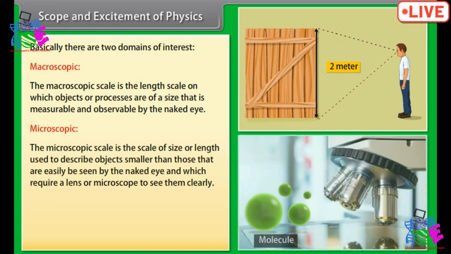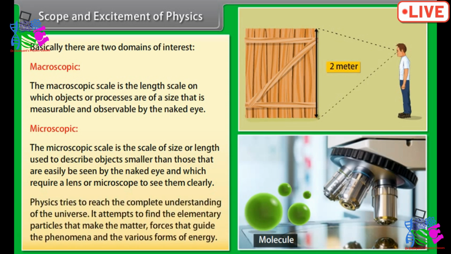Microscopic. The microscopic scale is the scale of size or length used to describe objects smaller than those that can easily be seen by the naked eye and which require a lens or microscope to see them clearly. Physics tries to reach a complete understanding of the universe. It attempts to find the elementary particles that make up matter, the forces that guide phenomena, and the various forms of energy.